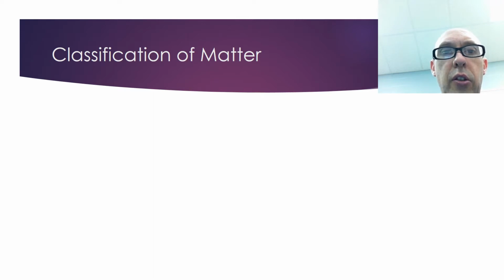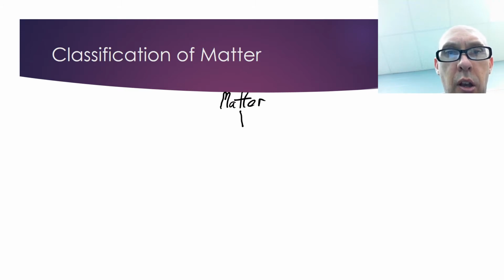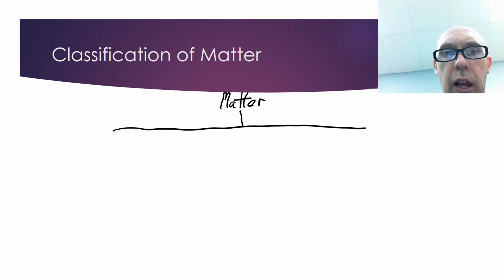Our first heading is classification of matter, and you've seen a diagram like this. We're just going over the different ways we sort matter in chemistry. So we're going to start with a diagram with matter. And matter is grouped into two major groupings. We have on the left, we're going to have pure, and on the right, we're going to have impure.